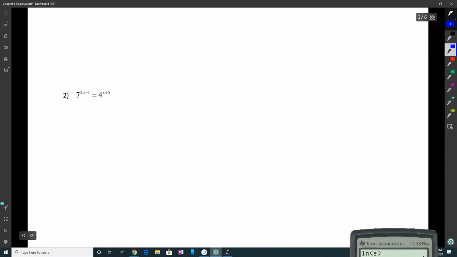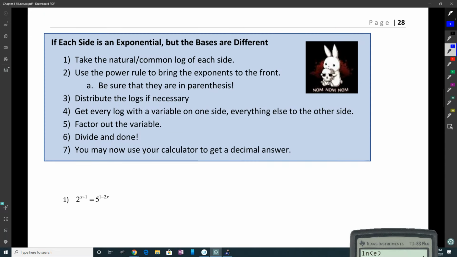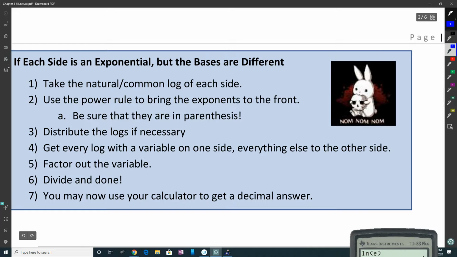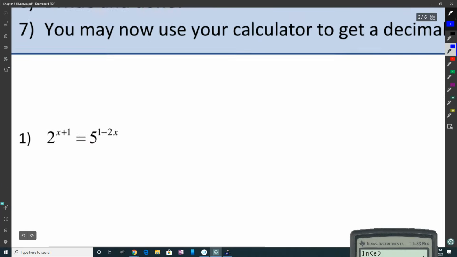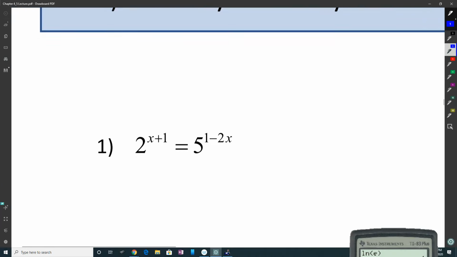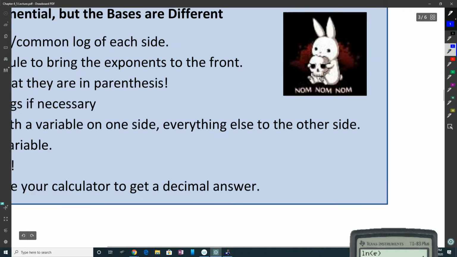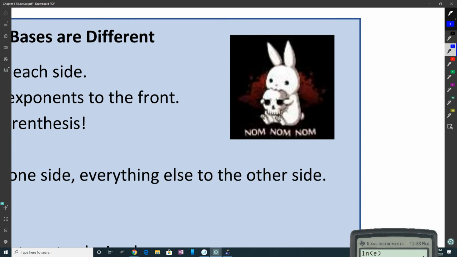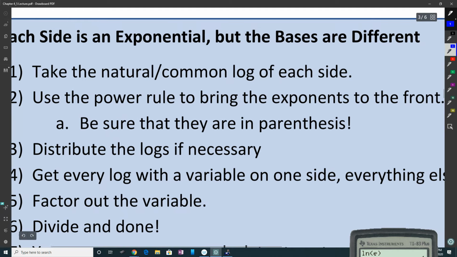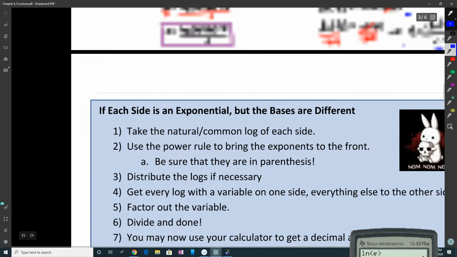And now we get to the ugly ones, the nasty ones. And so I put the bunny because if you look at the problem, it looks adorable. Like, oh, that looks so cute. But when you actually try to solve it, it's going to end up being a lot of math. So that's why I put the bunny eating the skull.